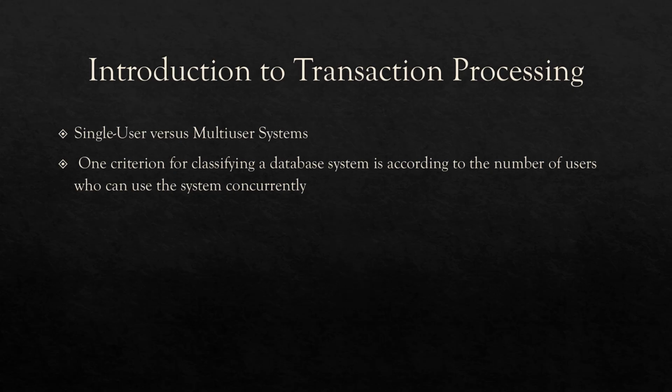Let's start with the introduction to transaction processing. So, what is transaction processing? It is about single-user and multi-user systems. On that criterion we classify a database system, according to the number of users who can use the system concurrently, meaning how many users are using it concurrently. On that basis we classify the system as single-user or multi-user.